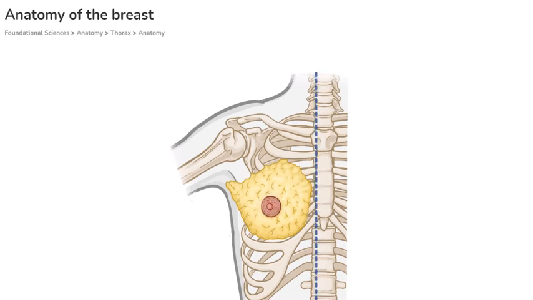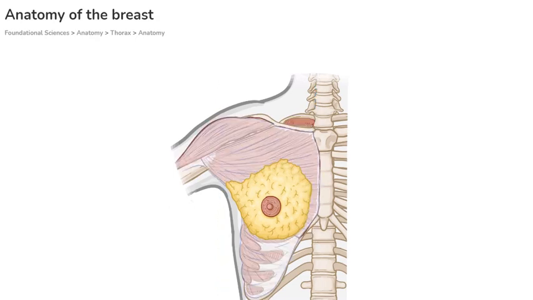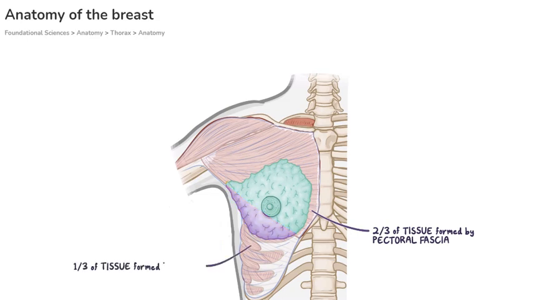transversely from the lateral border of the sternum to the mid-axillary line, and vertically from the 2nd through the 6th ribs. 2/3 of the underlying tissue of the breast is formed by the pectoral fascia covering the pectoralis major, and the other third is formed by the fascia that covers the serratus anterior muscle.